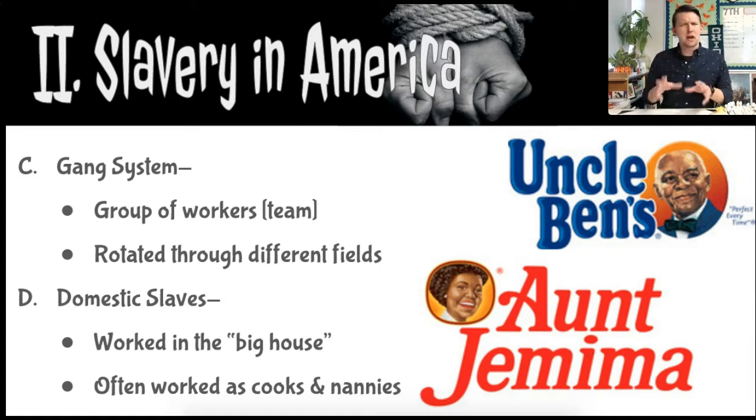Some of this has also carried over into popular culture. For instance, Uncle Ben's rice, or Aunt Jemima's maple syrup. The first spokesperson for Aunt Jemima's maple syrup was actually a former slave who had worked in a home, and she was hired by a marketing company to appear in ads in the early 1900s.